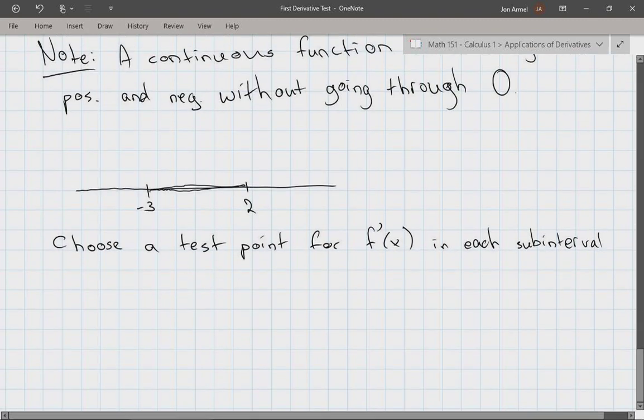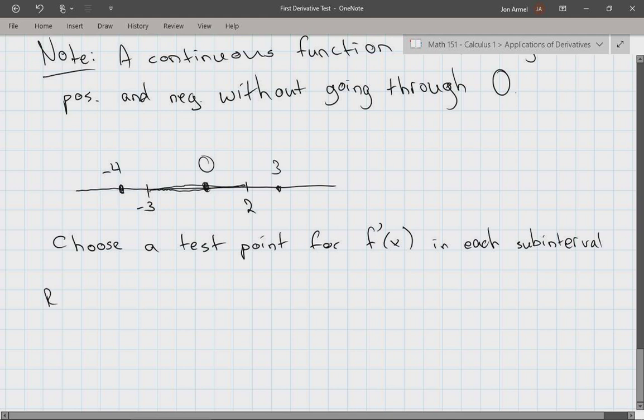So you can pick your points however you want. In between -3 and 2, I'm going to pick 0, so I'm going to plug in x equals 0. To the left of -3, I would probably pick -4. And to the right of 2, I would probably pick 3. So I just pick points that are easy to plug into the derivative.